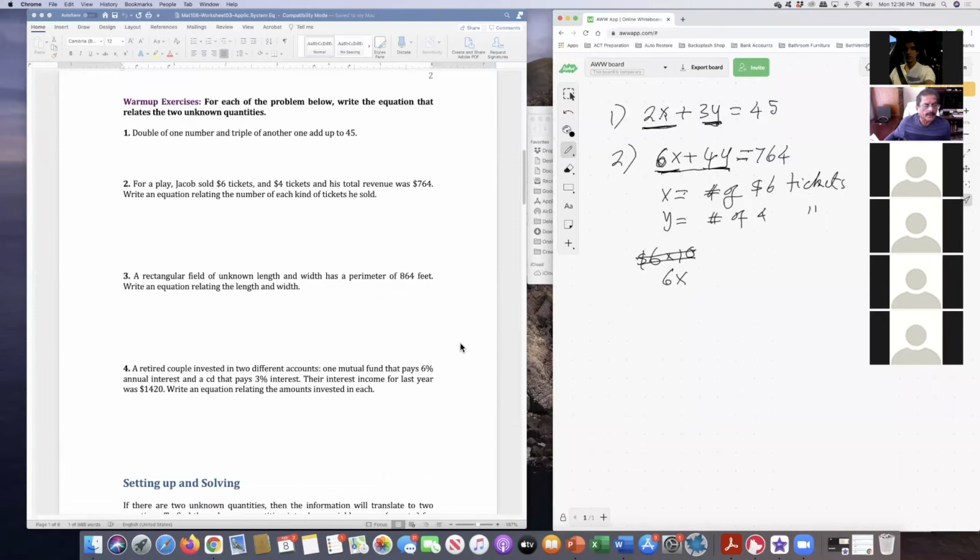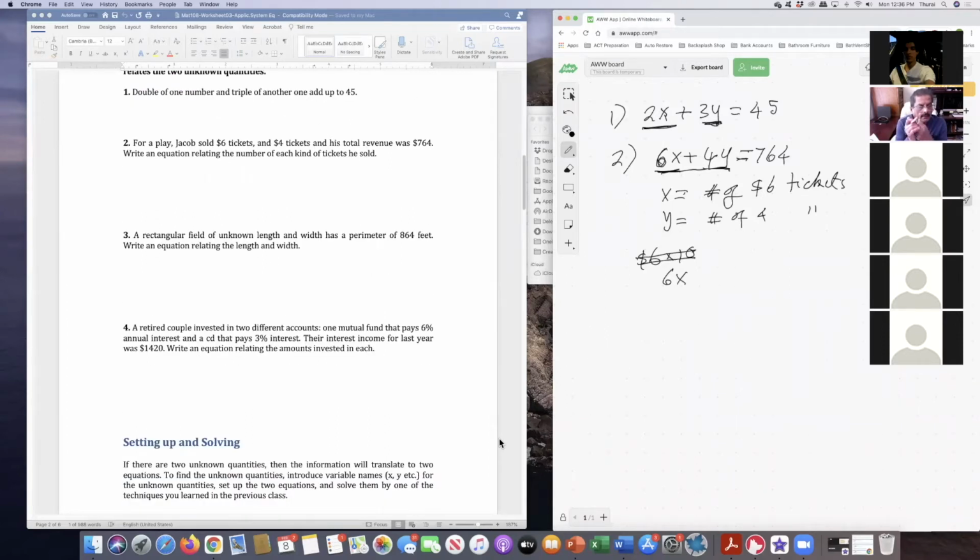Okay, going on to number 3. A rectangular field of unknown length and width has perimeter equal to 864. Write the equation relating the length and width. So the length and width are unknown. So let me put a little picture up here. The word length usually refers to the longer side. It doesn't really matter which is length, which is width. So let's say this is length and I decide to call it X. Width, I'm calling W. Doesn't matter what names you use. You can use X and Y if you like. So they are the unknown quantities.